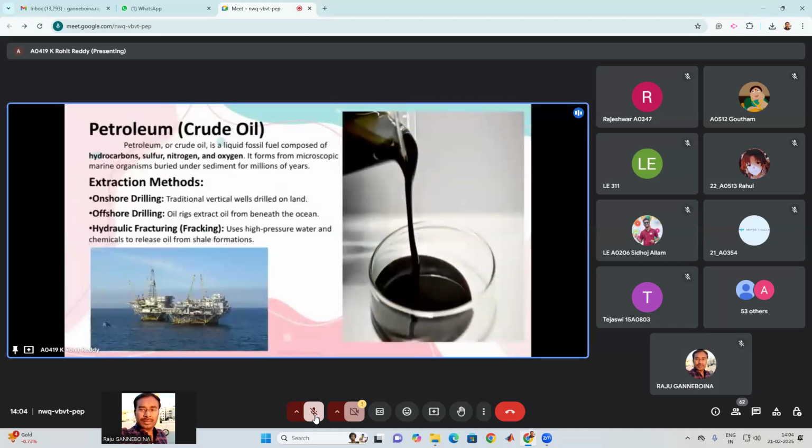Second one is offshore drilling. Oil rigs extract oil from beneath the ocean. And the third one is hydraulic fracturing, or fracking. It uses high pressure water and chemicals to release oil from shale formations.